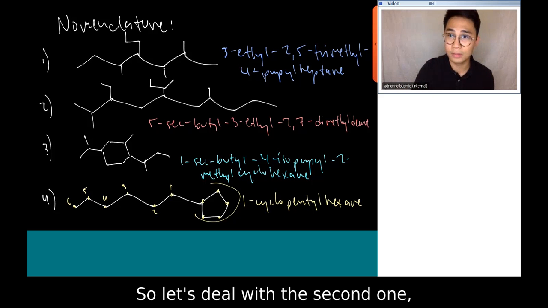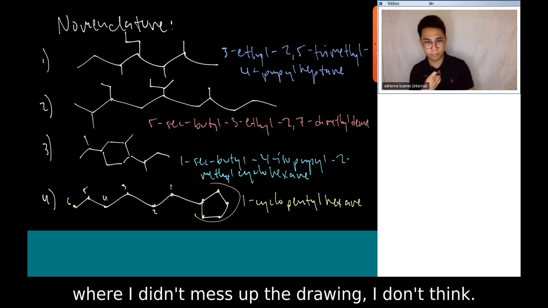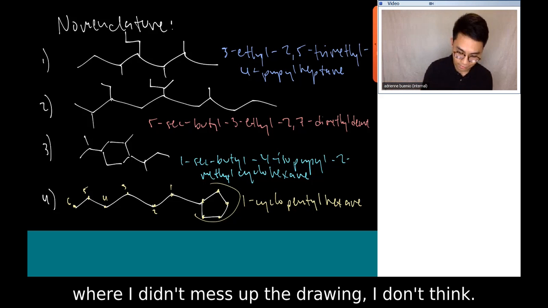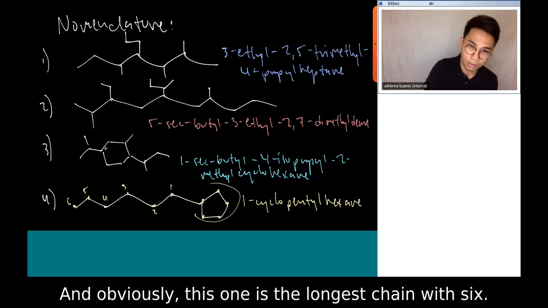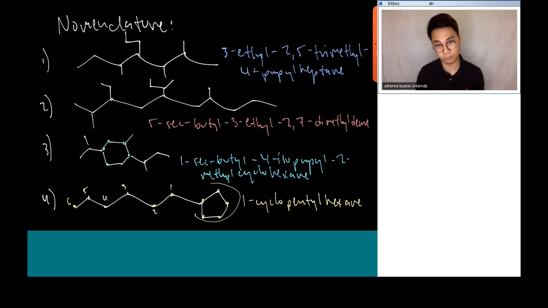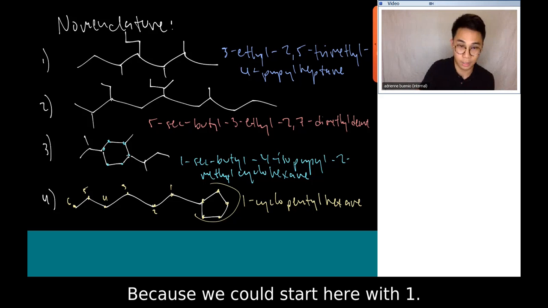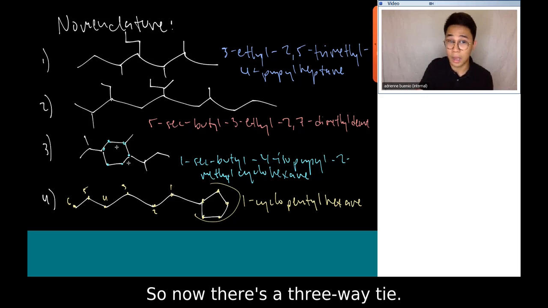Easy as that. So let's do it with the second one, where I didn't mess up the drawing, I don't think. Right? So now we know to find the longest chain, and obviously this one's the longest chain with 6, right? So now our dilemma is, who do we number first? Because we can start here with 1, we can start here with 1, we can start here with 1. So now there's a three-way tie.